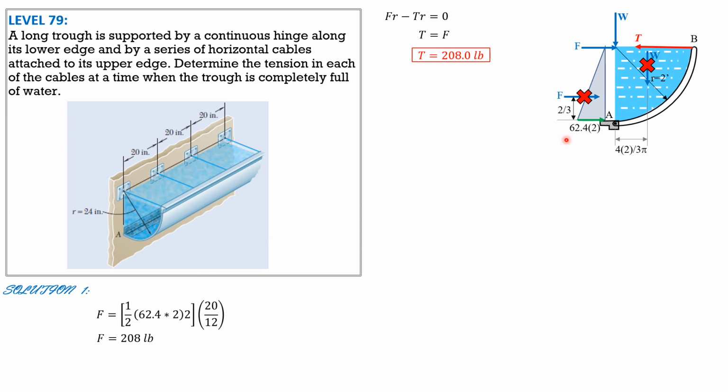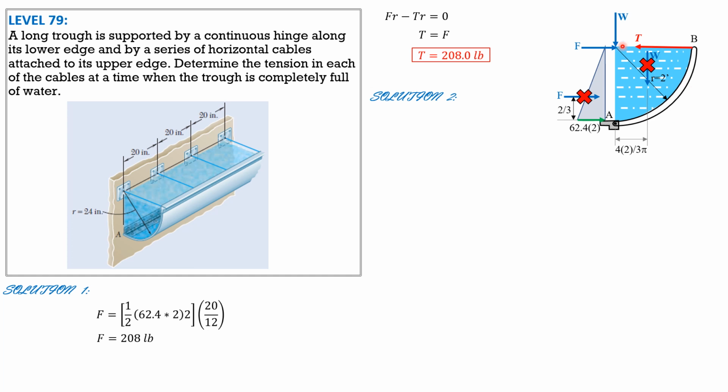Now, if you cannot think of moving the component forces along its line of action, which by principle passes through the center of the circular arc, then let's continue by solving W, and we sum up moments about A and verify that the answer is still 208 pounds. So that's it for the second solution.